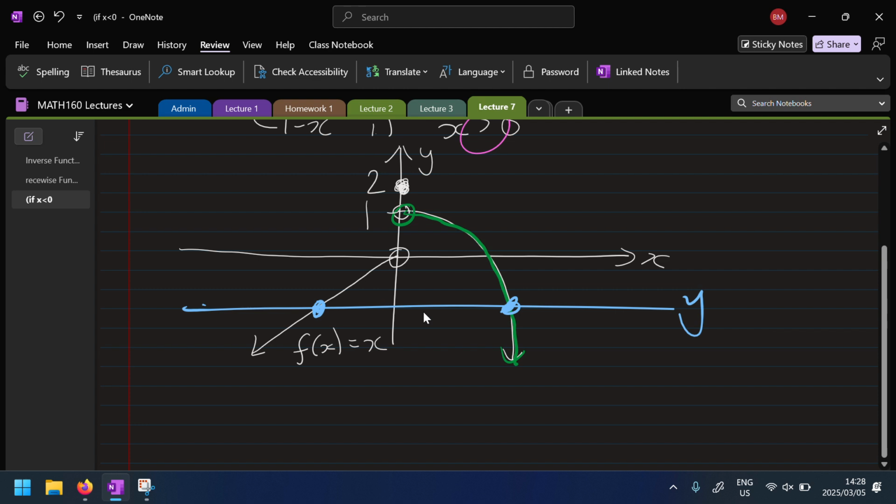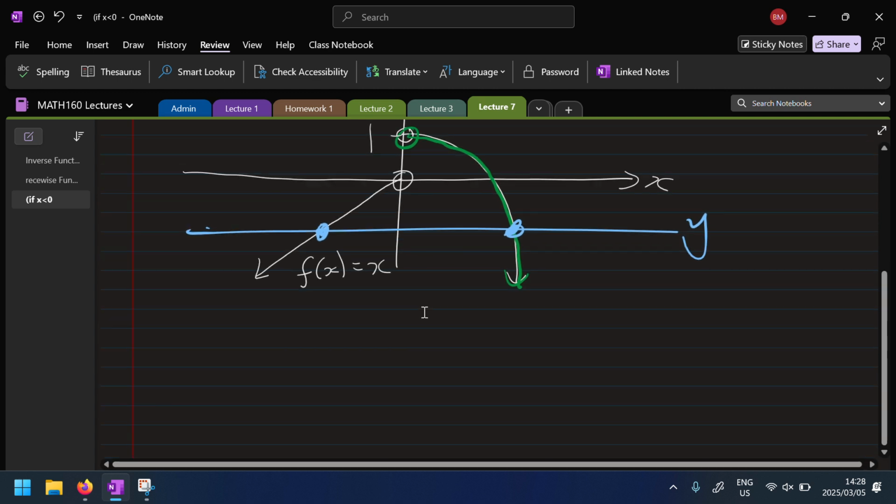It cuts at 2 points, so not injective. And this won't be invertible either, because it's not surjective, not injective. Everyone okay with that? Yes, no? Okay, again, just think of those two pictures. Straight line and the parabola.